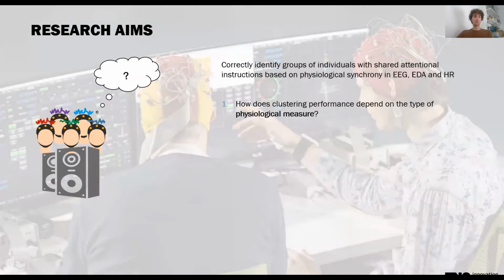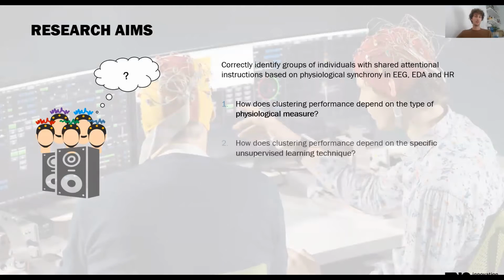In the work that I present today, we had similar research aims, namely to correctly identify the attentional state of individuals in a group, but now without any knowledge of the attentional state of any of the individuals. And in general, we here had two research questions. First, how does clustering performance depend on the type of physiological measure used? And second, how does clustering performance depend on a specific unsupervised learning technique used?